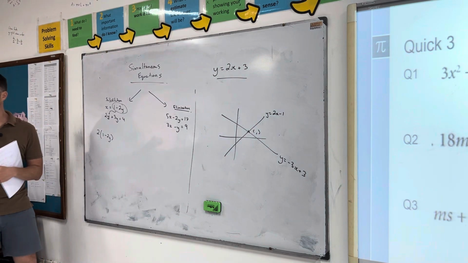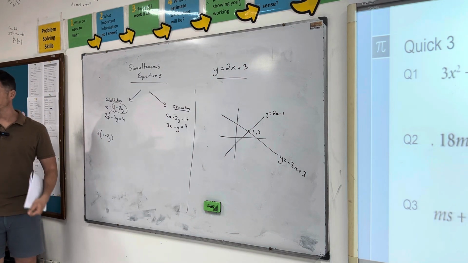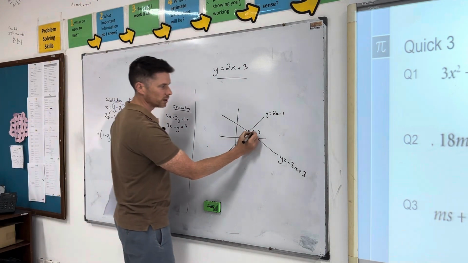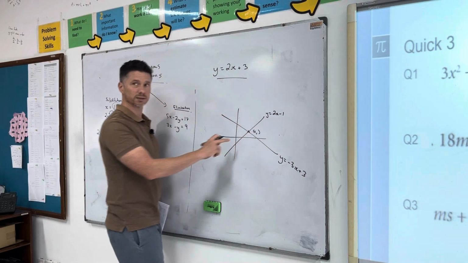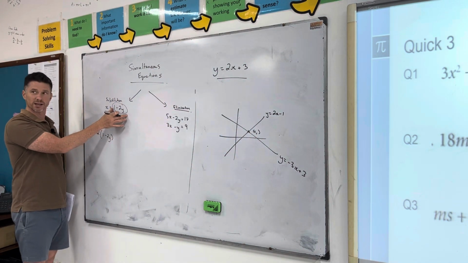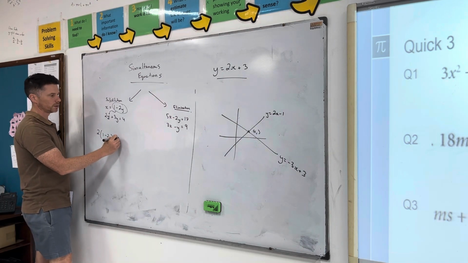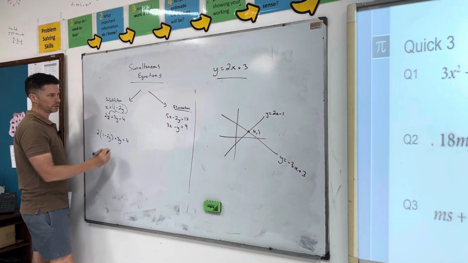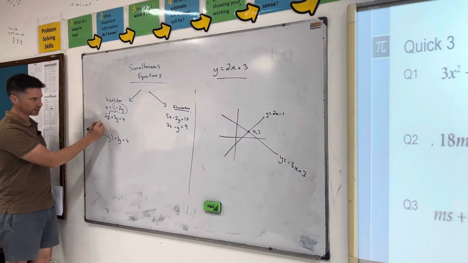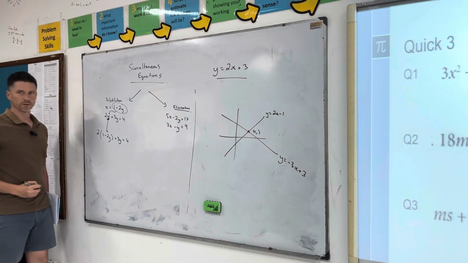Because how do I know that's true? Because the x's in both lines must be the same when they cross over. That x value is the same in both lines. So if this one has this x value, it must be the same in this one when it crosses over. So you see, I've just replaced this x with this from equation 1.